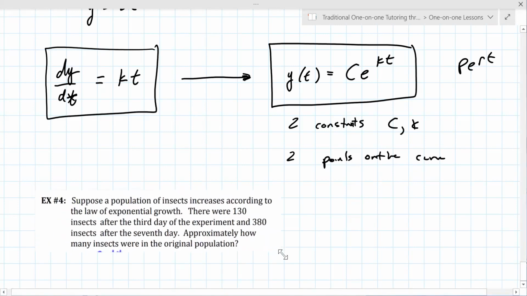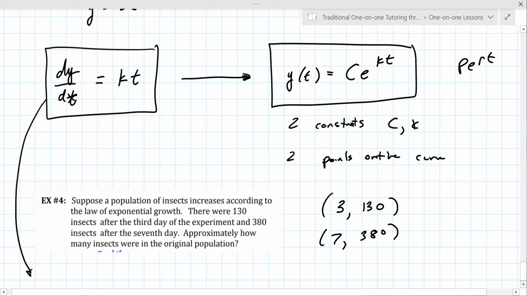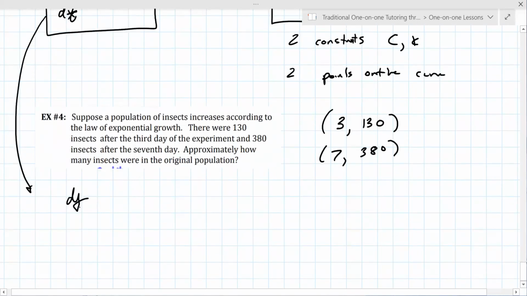Now that I've said all that, when I snip in this question, you'll understand what I mean. They give you an insect population and they say that on the 3rd day, there are 130. That's point number 1. And after the 7th day, there were 380. So those are your 2 points. Let's work this one from here, even though it's the same every time, because you will be asked to do this on the exam. I can almost guarantee it.